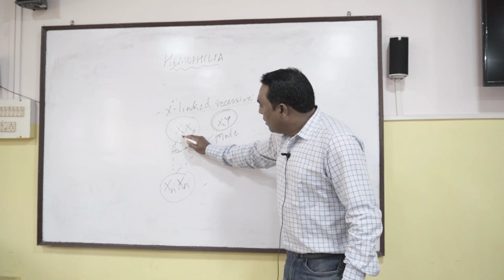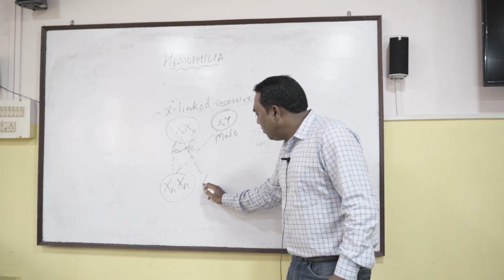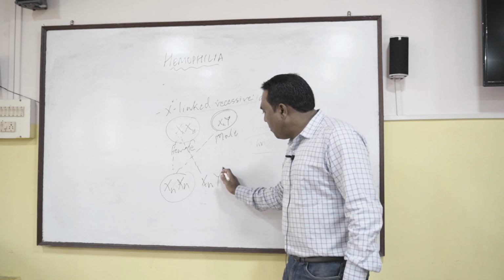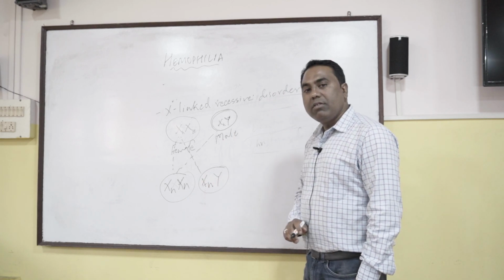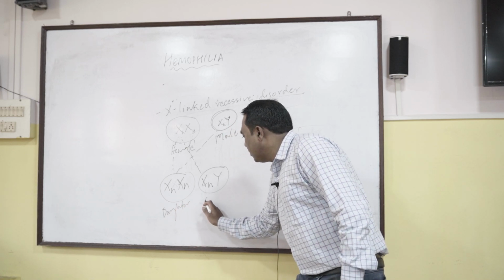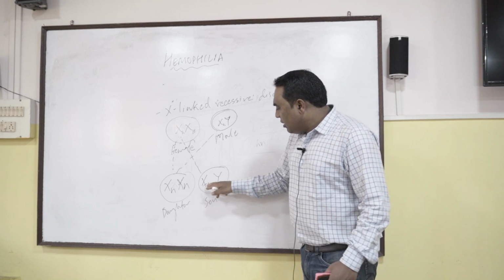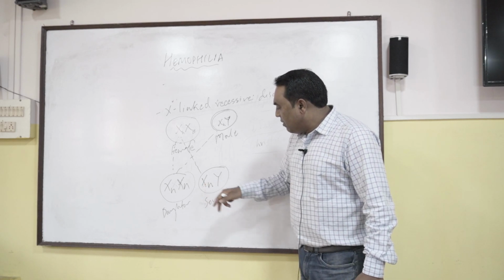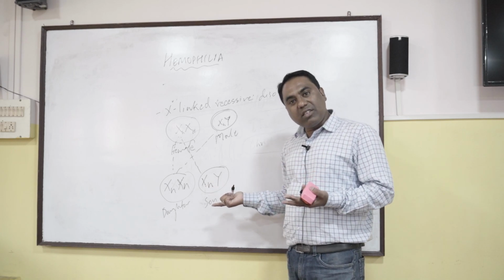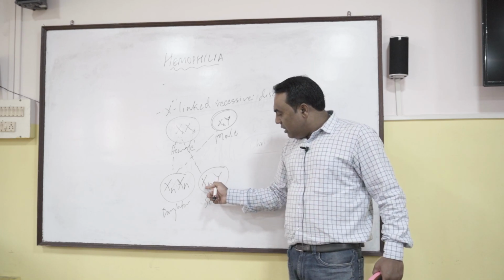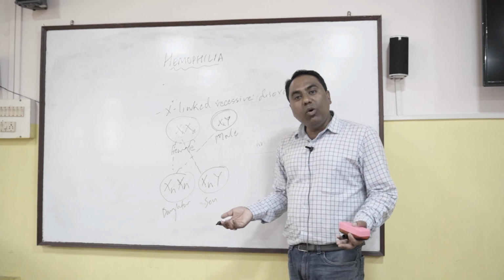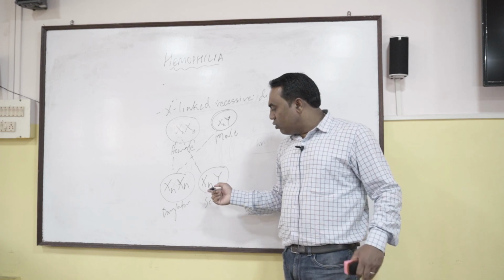Now another case: this X will again come from the female, X small h, and Y from the male will come. They are going to have a son. This is the daughter and this is the son. Now I think you have understood. X small h, Y, obviously because it is XY, it is a son, a male, and in his X chromosome he has the recessive form of the gene, so obviously he is going to show the symptoms of hemophilia. He is going to be hemophilic.